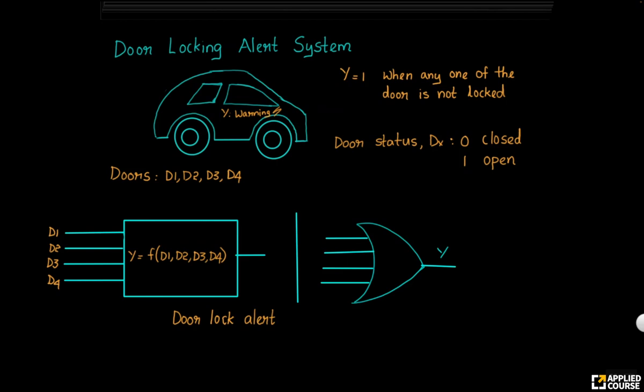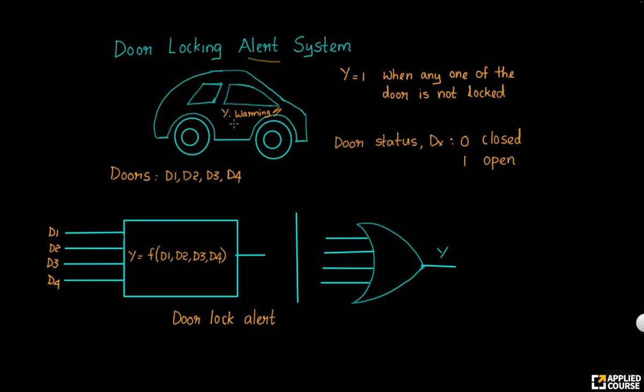Good morning to all. We'd like to take another application, the door locking alert system. It is useful for the driver to know whether the doors are properly locked or not. If any one of the doors is not locked, we can say it is open, then some alert is to be given. So this is a four-wheeler. These are the windows, these are the doors, and the alert is to be given to the driver. Alert is nothing but a warning, and when any one of the doors is not locked, the alert should be given.